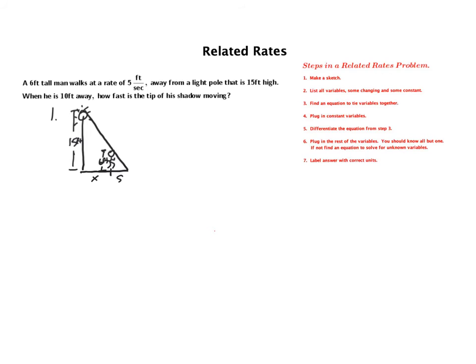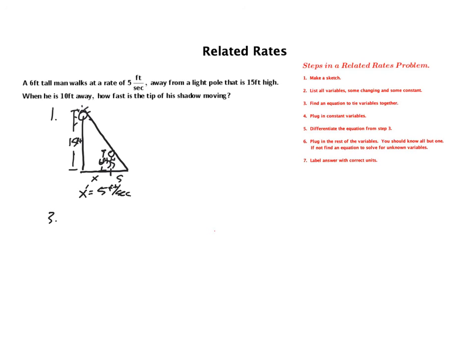Now we also know that x prime is equal to 5 feet per second. That's the rate of change of the person from the light pole. So we have our variables defined and we have our sketch. So what is the equation that we're going to use for this problem?